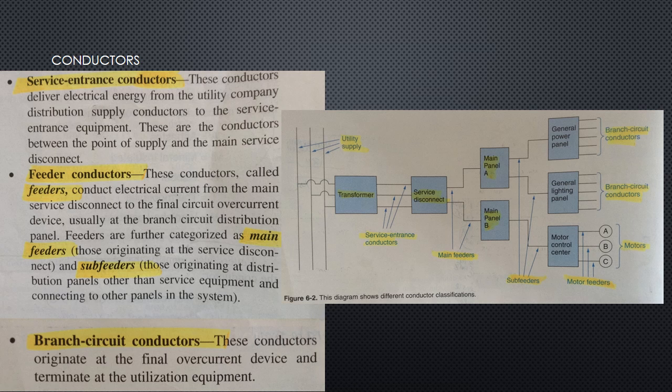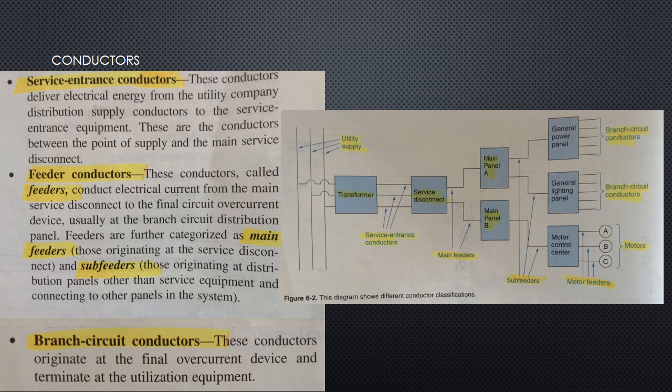There are 3 classifications of conductors discussed in this text. Their uses are illustrated in figure 6-2. The service entrance conductors. These conductors deliver electrical energy from the utility company distribution supply conductors to the service entrance equipment. These are the conductors between the point of supply and the main service disconnect.